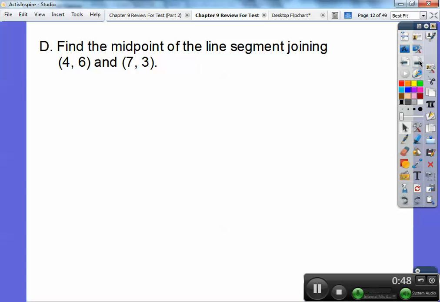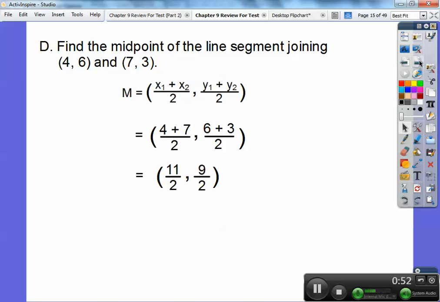All right. Find the midpoint of the line segment. This is where we just add the x's together, divide by 2, and the y's together, divide by 2. So there it is right there.